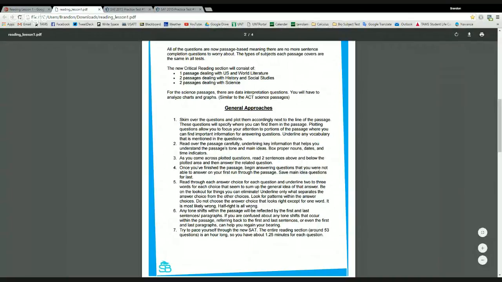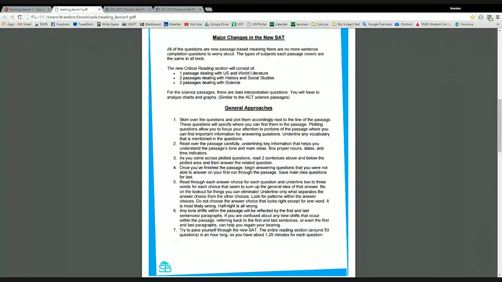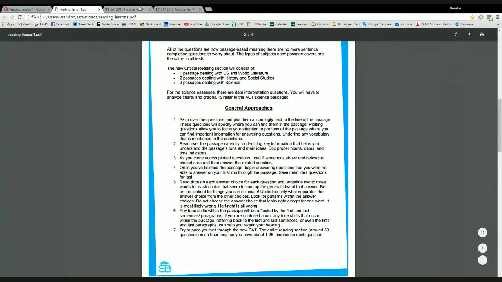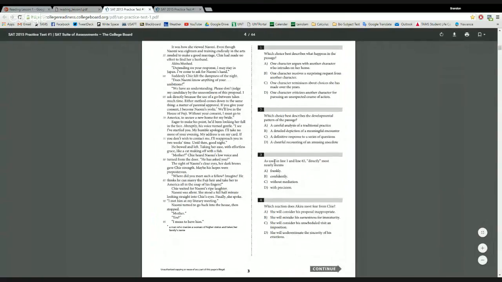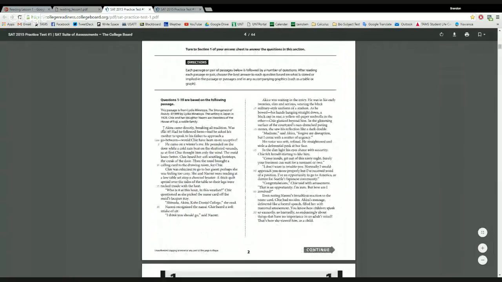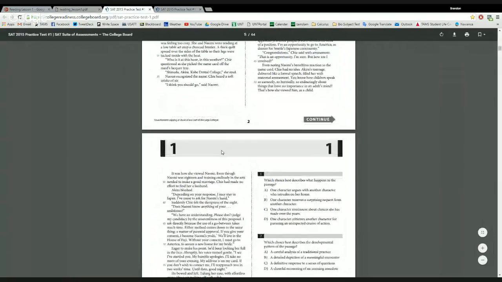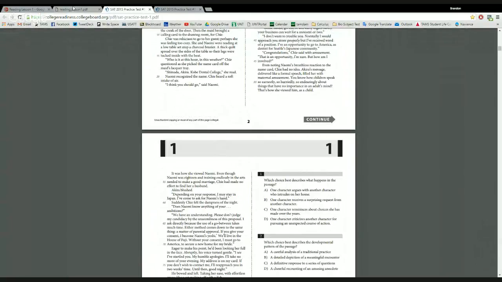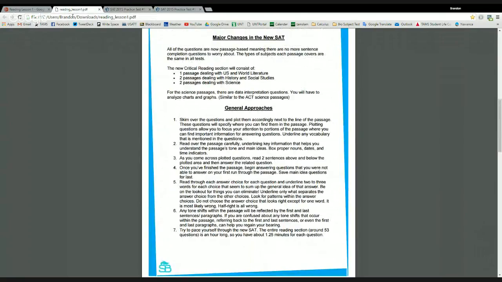Any tone shifts within the passage will be reflected by the first and last sentence of the paragraph. If you're confused, just look at the tone shifts that occur in the first and last. And you can always look at the last paragraph to regain your bearing. So, to get the tone and main idea, read the first paragraph and the last one, and you should be able to get the general tone. If there's a shift, you can differentiate the first and last. Other than that, you should get the tone and main idea just by reading the first and last paragraphs of the passage.